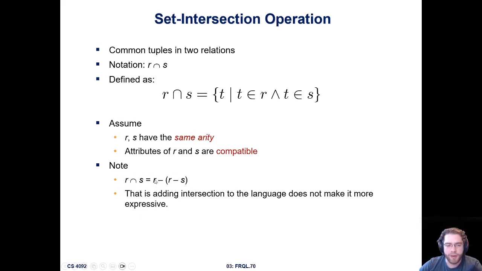So it can be rewritten as R minus, excuse me, the subtraction of R minus S. So again, this is adding intersection to the language, but it's not making it more expressive. Essentially what this means is that we're simplifying what we need to do using these queries. Again, this could all be obtained using regular relational algebra from the previous lectures, but that might get a bit more complicated.